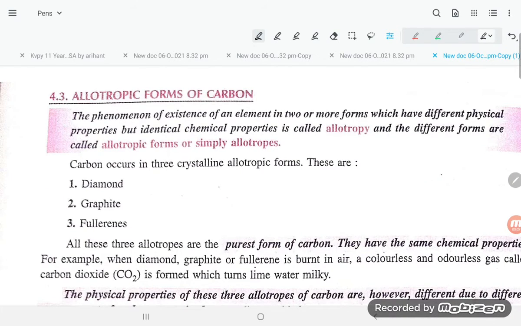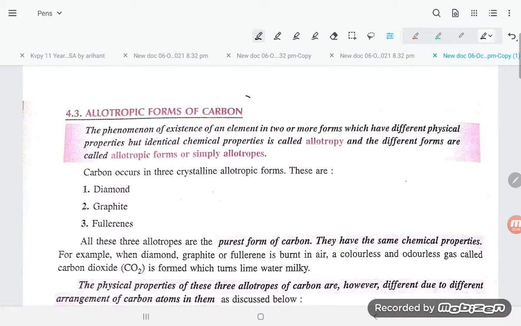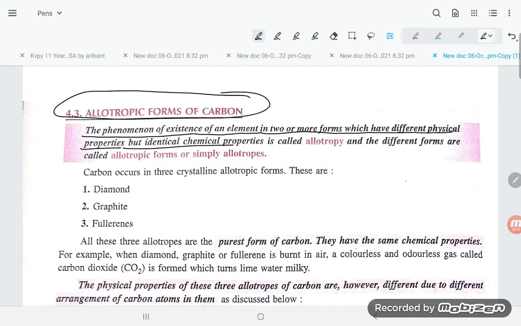Hello students, today we are going to discuss the allotropic forms of carbon. Let us see what the characteristics of allotropy are. First of all, the phenomenon of existence of an element in two or more forms which have different physical properties but identical chemical properties is called allotropy. So allotropy means different forms.